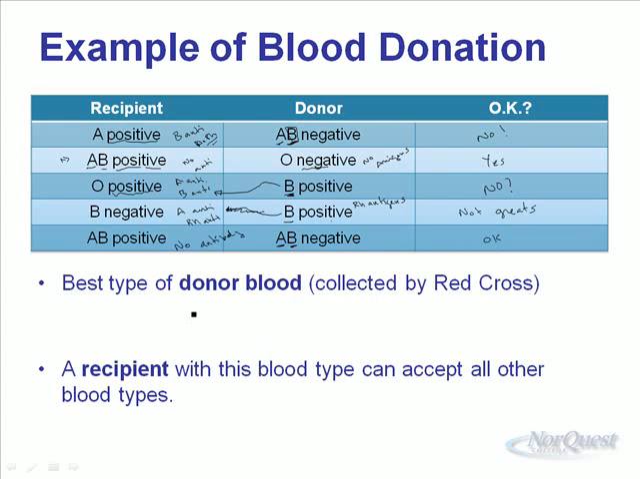So, in terms of best blood type for donor blood, the best donor blood would be O negative. O negative blood has no antigens. There's no A, no B, and no Rh, which means it cannot be recognized as foreign.